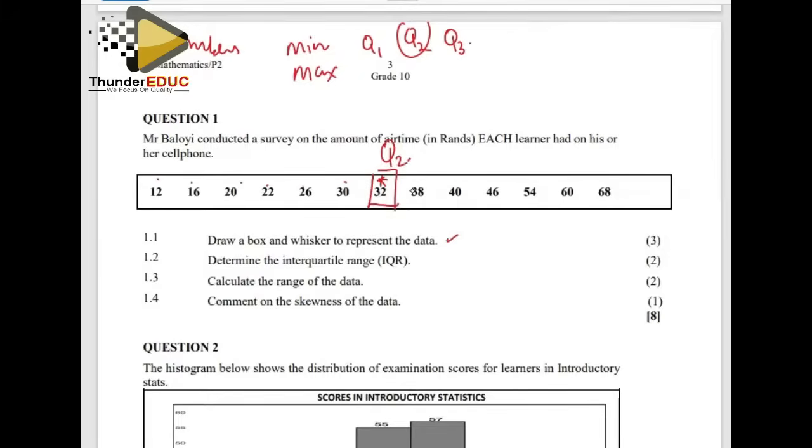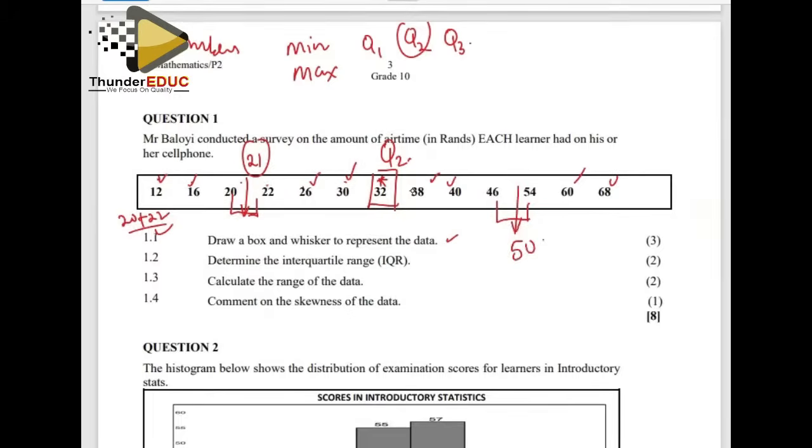And then let's look at the first numbers on the left, and let's look for the Q1. Between 20 and 22, meaning that our Q1 is going to be 21. So you add 20 plus 22 and divide by 2, which is 21. And then on the right side, let's add these 2. That's going to give us 100 divided by 2, which gives us 50.